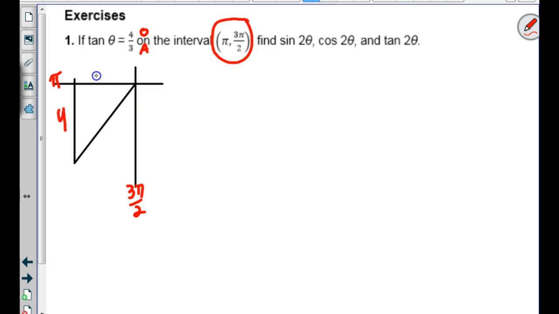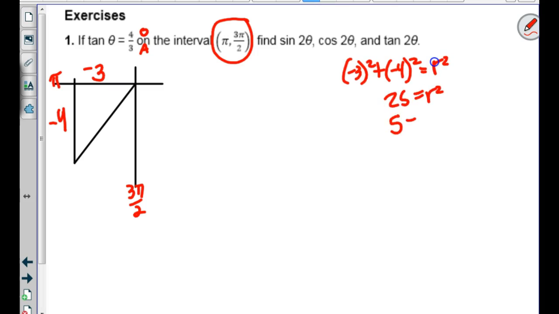And where does the 3 go? Okay. What do I need to remember? There's a reason they told me I was in this quadrant. Yes, these both need to be negative, don't they, in this quadrant? I went left and down. Okay. If I do Pythagorean theorem, -3 squared plus -4 squared is 25.